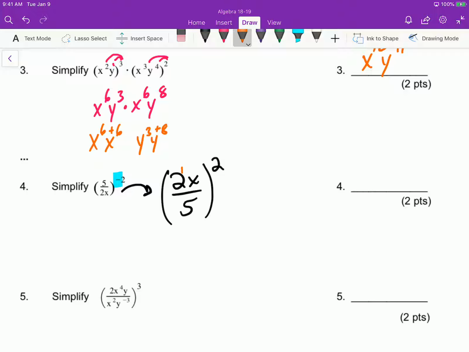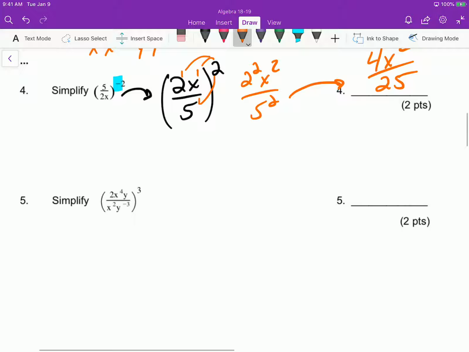So I got to remember, technically there's 3 different things in here that all have an exponent of 1. So I got to multiply in and distribute that too. So I get 2 squared x squared over 5 squared. So then my final answer would be 4x squared over 25.